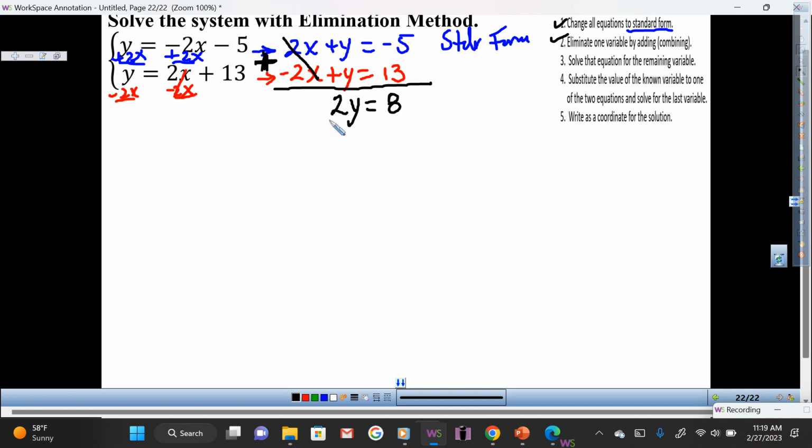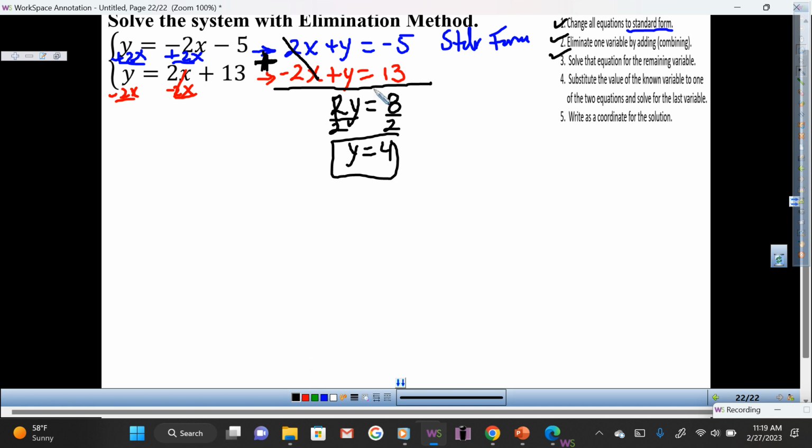Let's continue solving for y. Divide by 2, divide by 2. y equals 4. So we just did step 1, step 2, and step 3. Step 4 says to substitute that into one of the 2 equations and solve for the other variable.